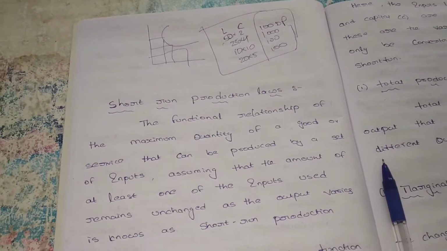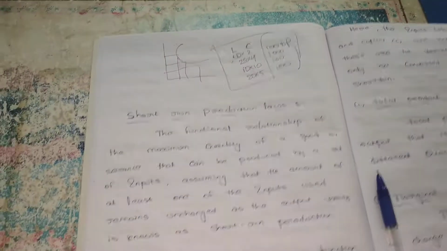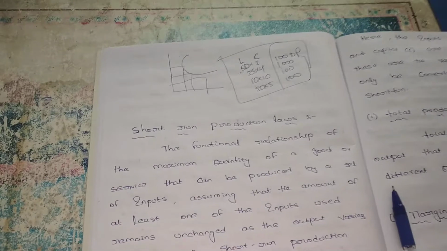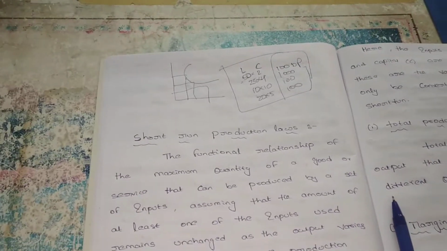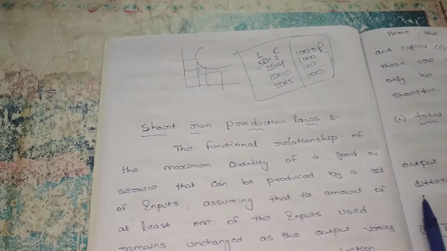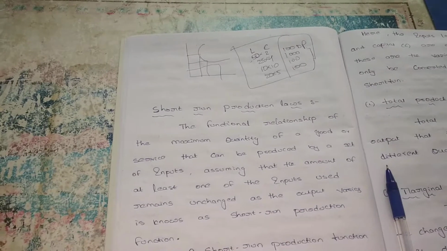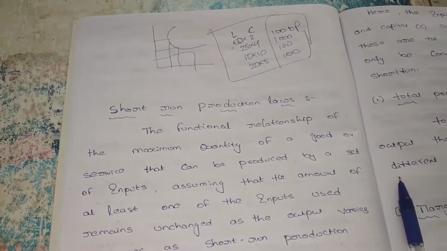In the previous lecture we discussed what the input and output combination is. It shows the relationship between the input and output: how much input we are giving, and how much output we are getting for those inputs. We discussed two methods, the marginal product approach and the isoquant or isocost approach. I hope you understood this lecture.